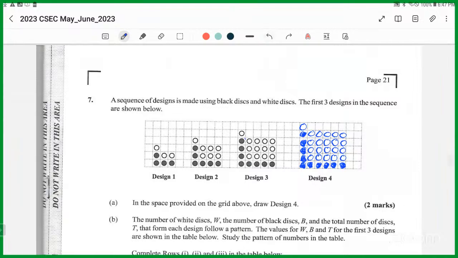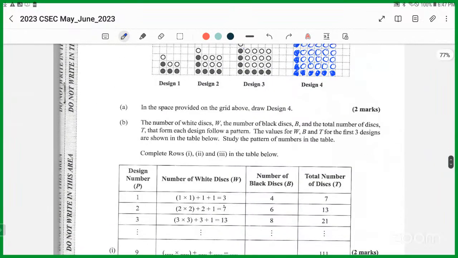All right. Ready for the table. The number of white discs W, the number of black discs B, and the total number of discs T that form each design follow a pattern. The values of W, B, and T for the first 3 designs are shown in the table below. Study the pattern of numbers in the table. Complete rows 1, 2, and 3 in the table below.